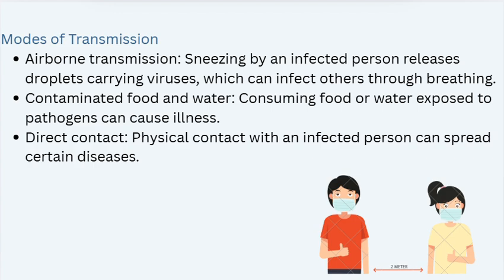Modes of transmission. How does the process of transmission take place? Three ways: airborne transmission, contaminated food and water, and direct contact. In airborne transmission, it is due to sneezing by an infected person. It releases droplets which contain viruses, which can affect the other person through breathing. Second, contaminated food and water, when exposed to pathogens, can cause illnesses. An example is food poisoning.